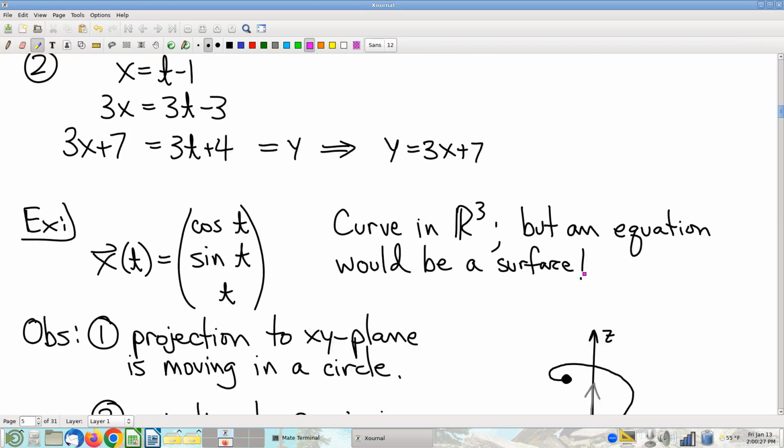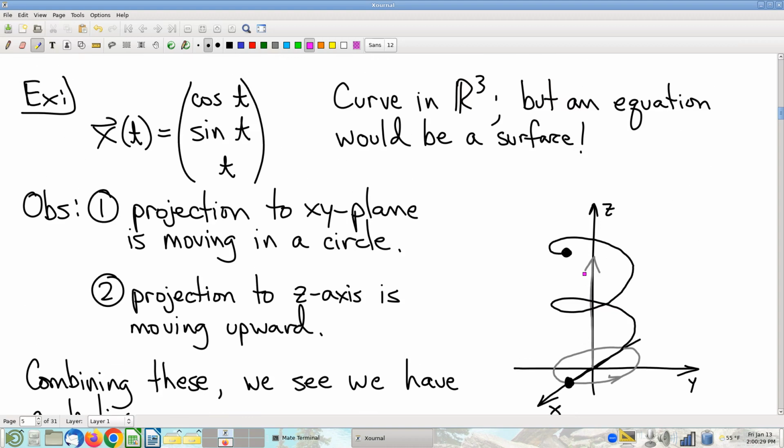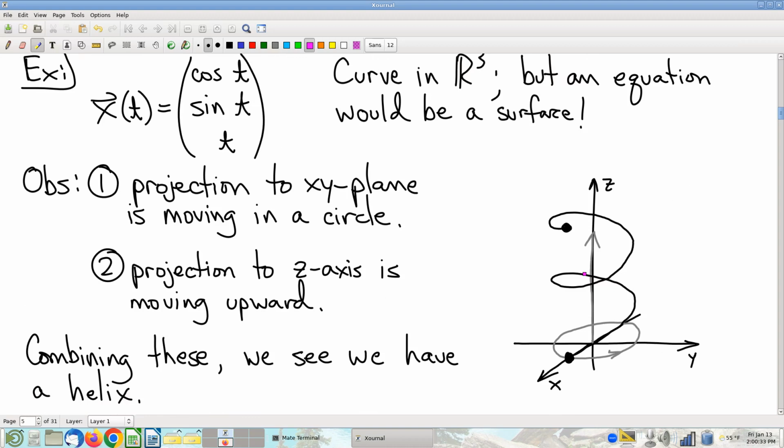Moving along. Let's see a 3-dimensional example. So here's a 3-dimensional parameterization. Clearly 3-dimensional. We've got 3 coordinates. So this is not drawing a curve in the plane. This is drawing, if you will, a curve in space. So, a curve in space.